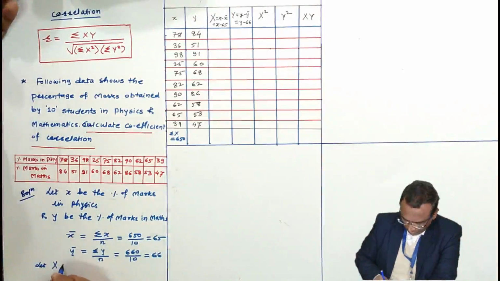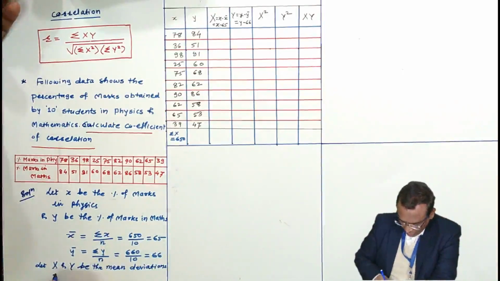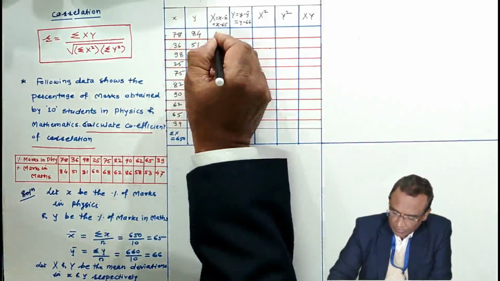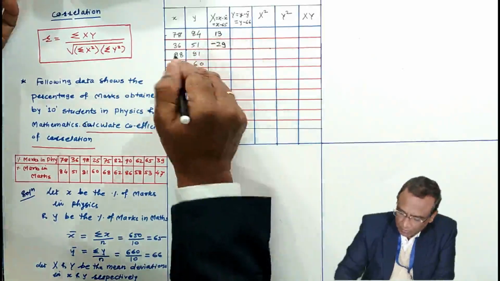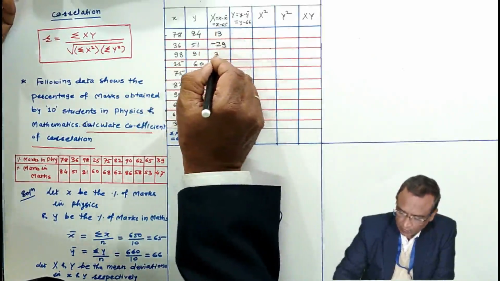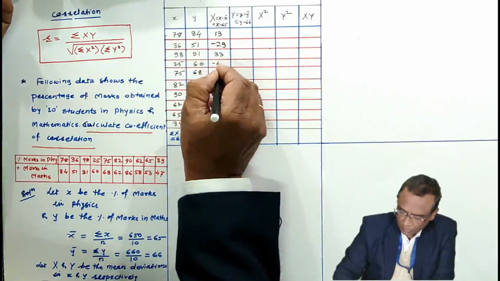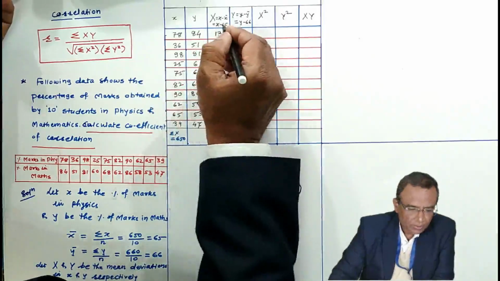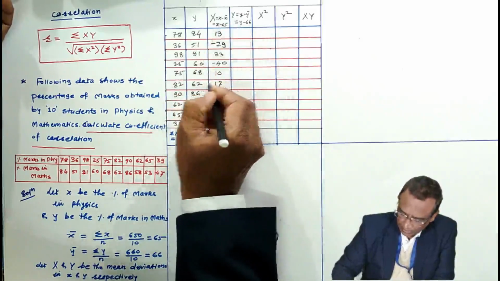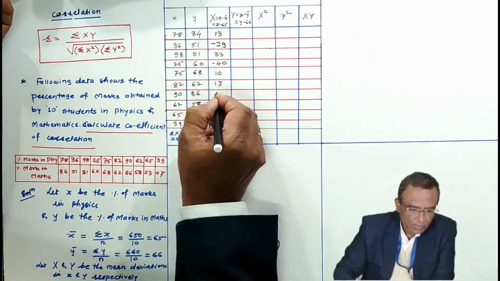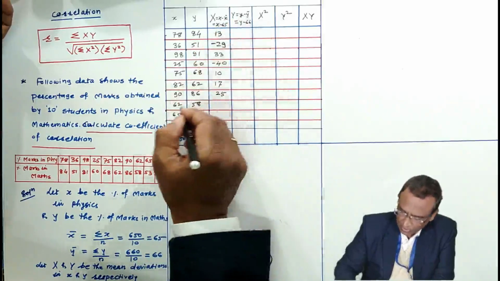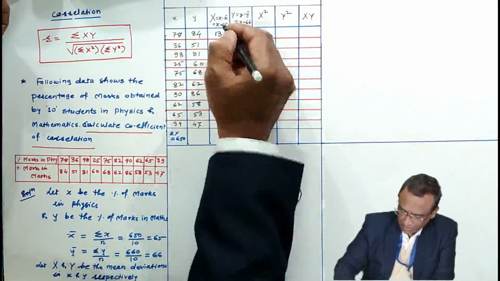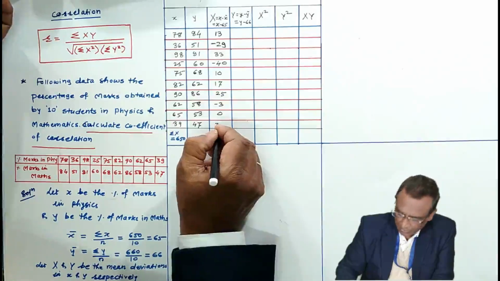Let capital X and capital Y be the deviations from the mean of small x and small y respectively. 78 minus 65 is 13. Then minus 29. This minus this is 33. This minus this is minus 40. 75 minus 65 is 10. 82 minus 65 is 17. 90 minus 65 is 25. 62 minus 65 is minus 3. 65 minus 65 is 0. 39 minus 65 is minus 26.